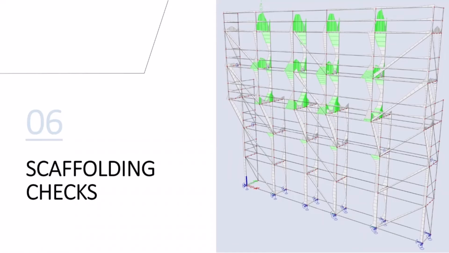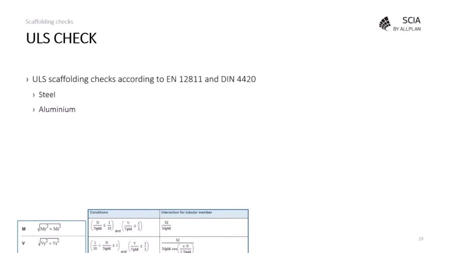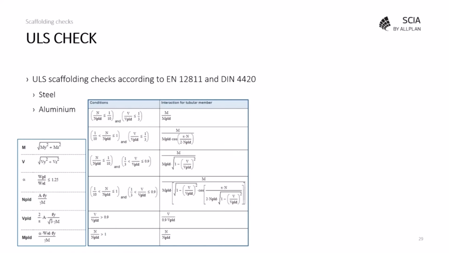So with the scaffolding checks, let's start with the ULS check for the members. We have the ULS checks implemented according to the scaffold code and also extended with the DIN 4420, because the DIN 4420 also provides interaction checks, while the scaffold code doesn't mention all of them. So it's a bit extended with what we have there.